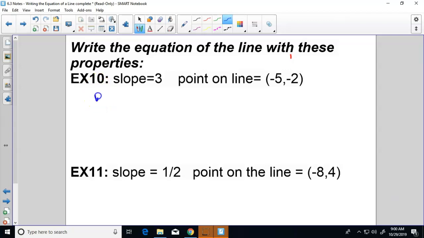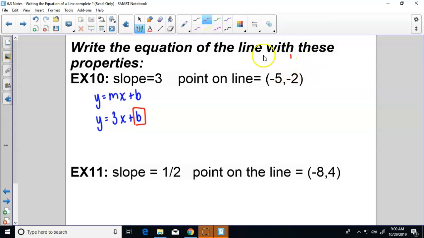So we know y equals, or one of the algebraic ways, there's more, but y equals mx plus b. They already told us the slope. So y equals 3x plus b. Alright, so I need to find b. That's what I need so that I have an equation of this line.